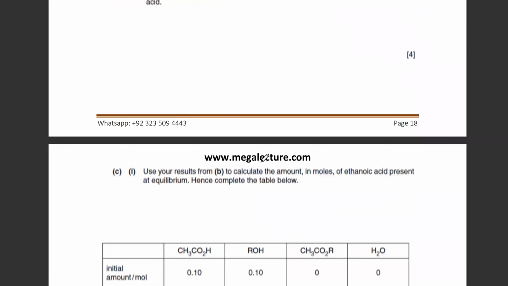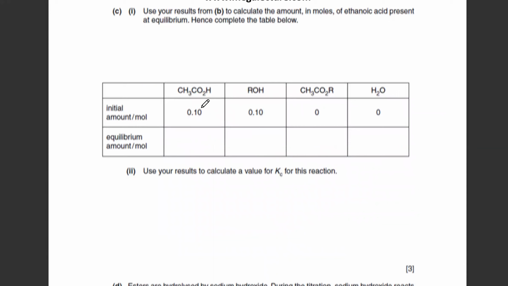So he made a table at the end that initially you added 0.1 moles, but when you did the titration after several days, the amount of moles present at equilibrium was 0.04 moles. इनके बीच में there's a reversible reaction between them. So you now have to figure out the moles of all the other substances. So now this is your Kc question.